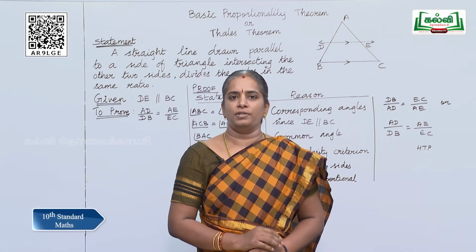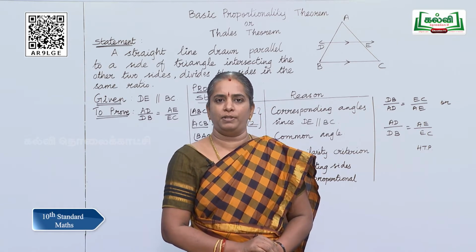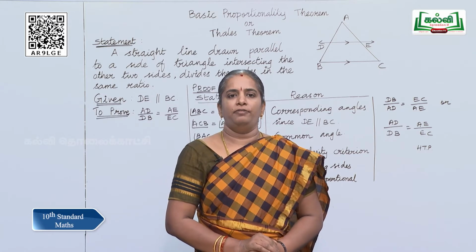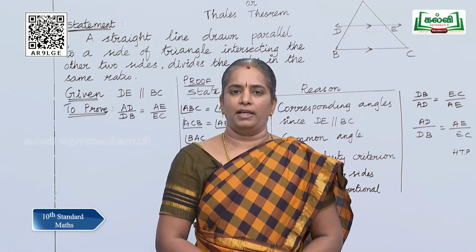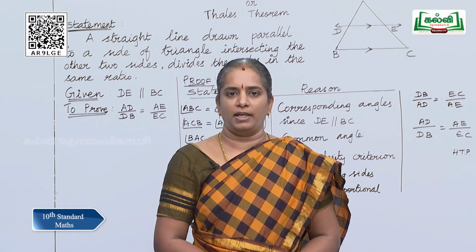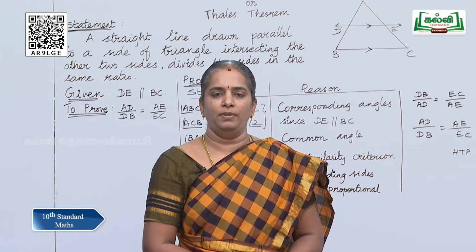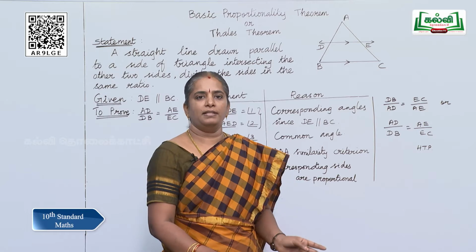Once Thales used this theorem to find out the height of the pyramid in Egypt. So, he discovered this theorem and used it for finding the height or unknown sides of the triangle. So, this is the basic theorem for knowing about triangles. So, this is otherwise called as basic proportionality theorem. The reason is in the statement.